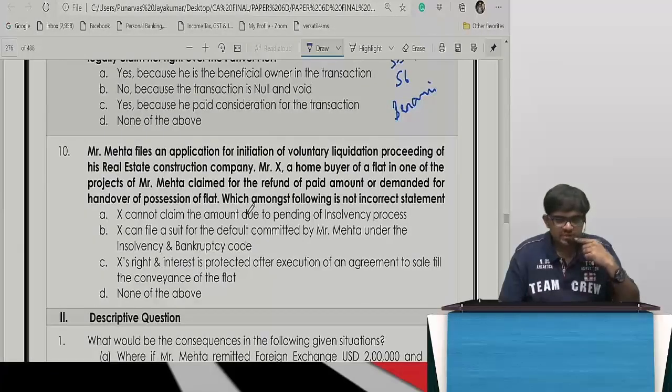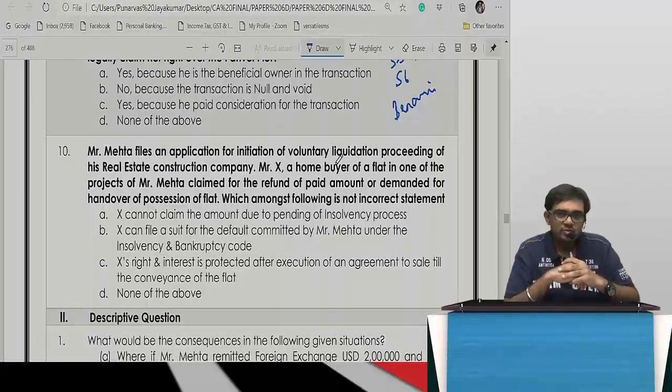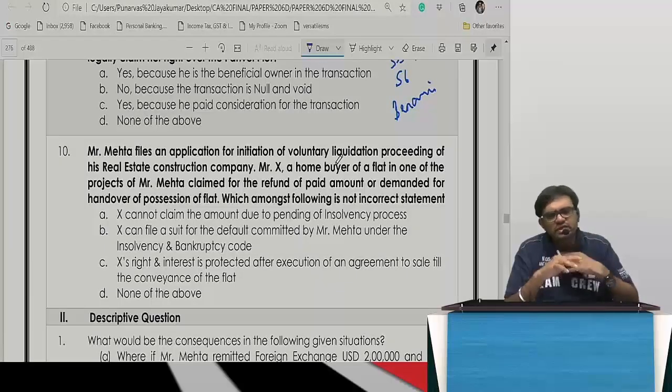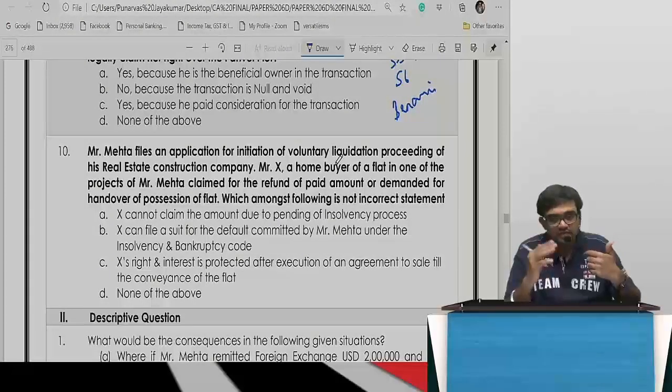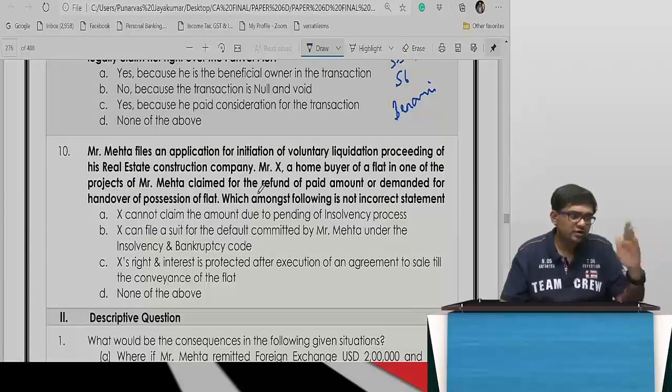Mr. Mehta files an application for initiation of voluntary liquidation proceedings. Suddenly IBC came up here. IBC. Right? Who all can claim under IBC? 3 people. Corporate debtor, financial creditor, operational creditor, and the corporate debtor himself we see. But if the company has not made any default as such, you can apply under voluntary liquidation. So then they are asking what? Can they ask for refund of the amount and all those things? So IBC they are going, refund of the amount, is it possible?